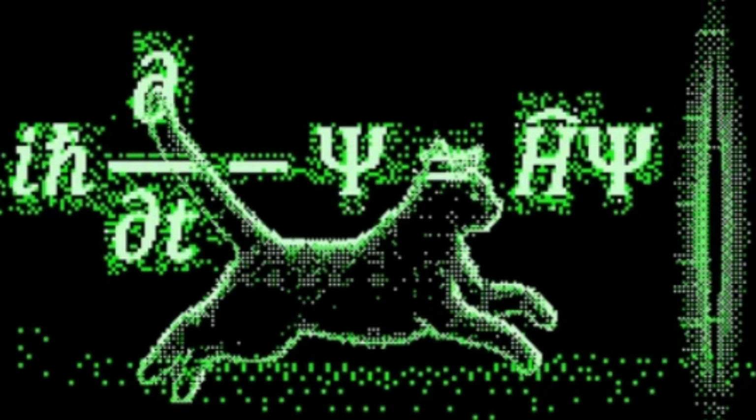In summary, the Schrödinger wave equation serves as our gateway to comprehending the intricacies of the quantum world.